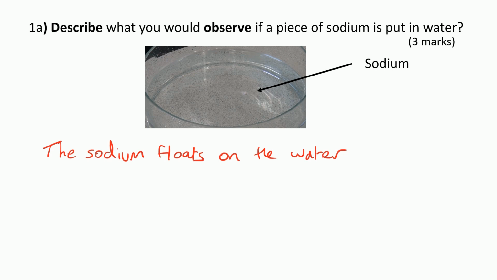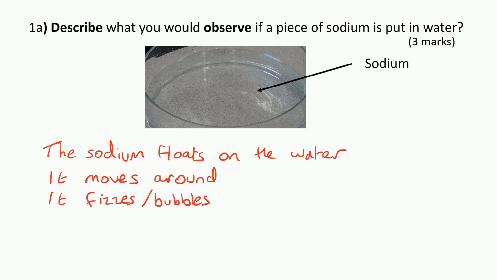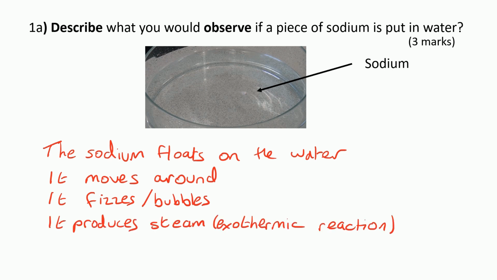The sodium floats on the water, it moves around, it fizzes or bubbles, it produces steam because it's an exothermic reaction giving out heat energy, so it heats up the water around it and turns it into steam, and also the sodium would melt into a ball.